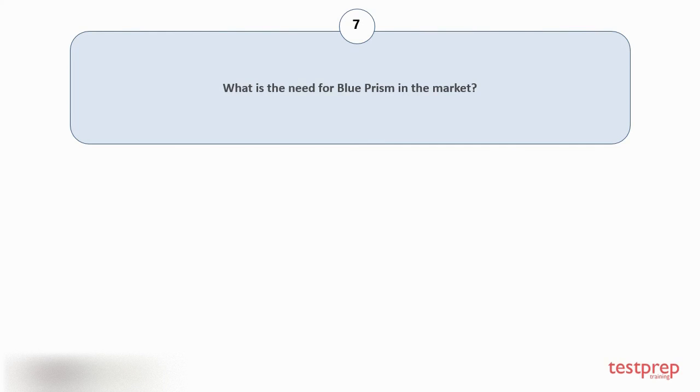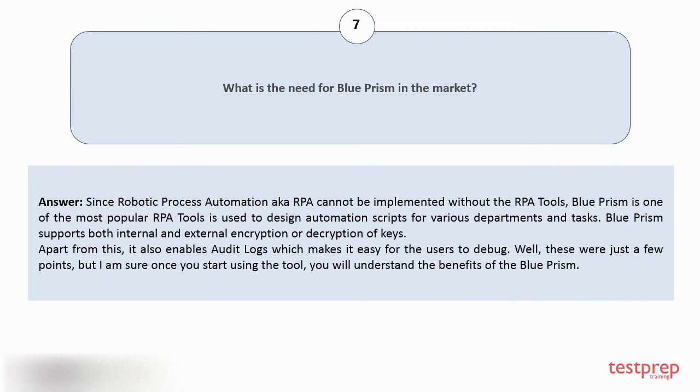Question number 7, what is the need for Blue Prism in the market? Your answer is: since robotic process automation cannot be implemented without RPA tools, Blue Prism is one of the most popular RPA tools used to design automation scripts for various departments and tasks. Blue Prism supports both internal and external encryption or decryption of keys. Apart from this, it also enables audit logs, which makes it easy for the users to debug. Well, these were just a few points, but I am sure once you start using the tool, you will understand the benefits of Blue Prism.